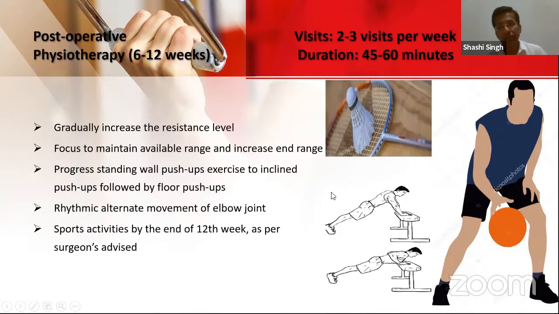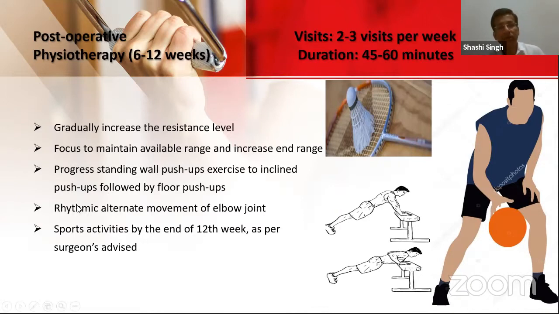Another thing is to start with wall push-up exercises, and now this is the incline push-ups, and by the end of 12 weeks, he should be able to do prone push-ups on the floor, basically. This is the best way to strengthen the triceps muscle. And the triceps is responsible for the extension. This is the best exercise, so usually I recommended this exercise every time.